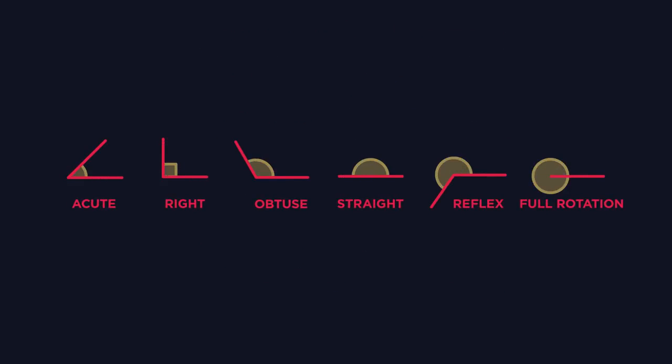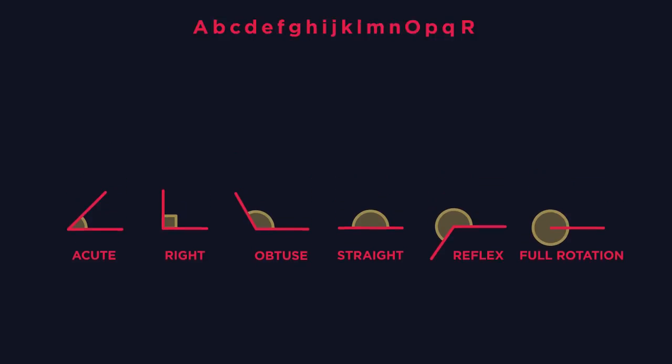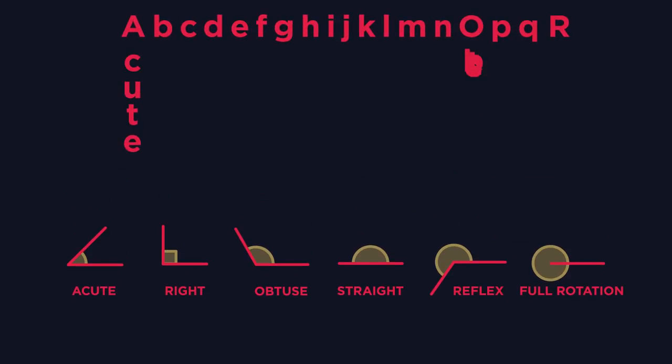So there we have the names of different types of angles. Just remember, acute, obtuse, reflex go in alphabetical order.